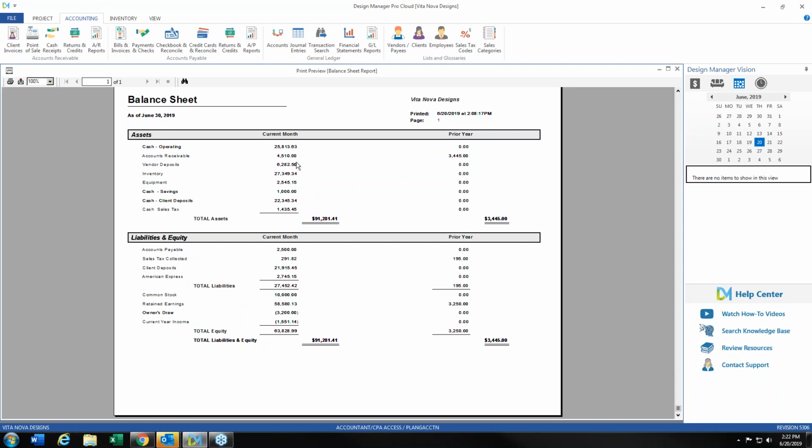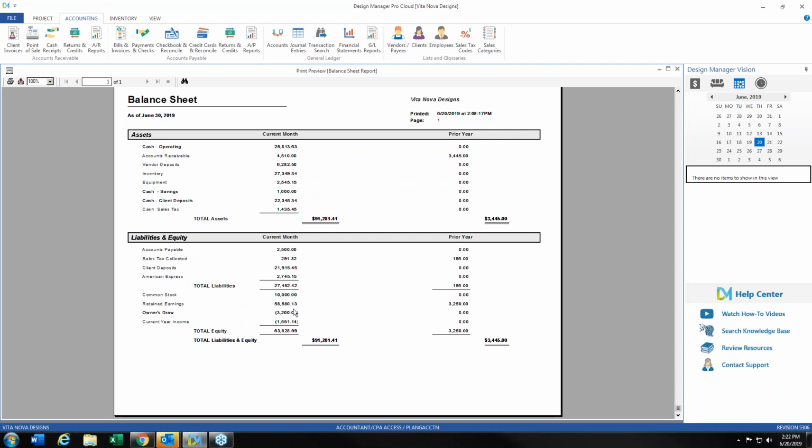Okay. Retained earnings and common stock down here in the equity section. Common stock is just an amount of money that maybe the owners put in to start the company. Retained earnings is the amount of value that the company has earned since its beginning that is still in the company. So hopefully that's a positive number.